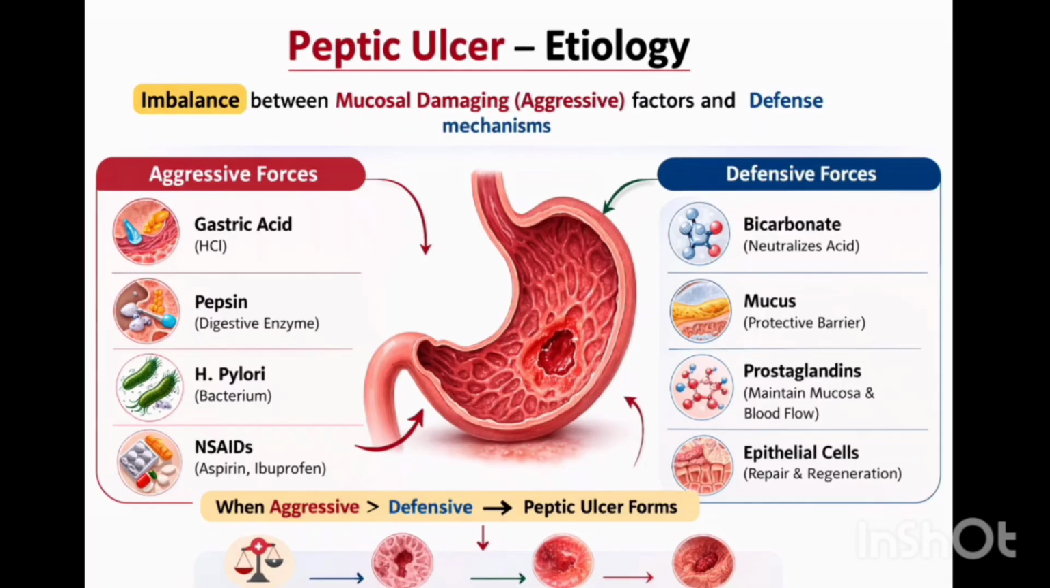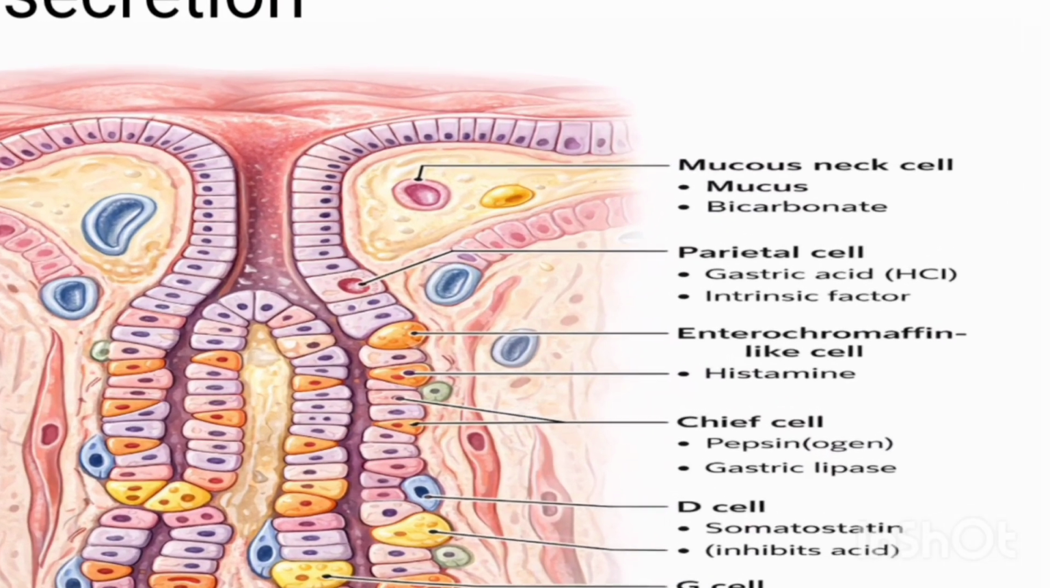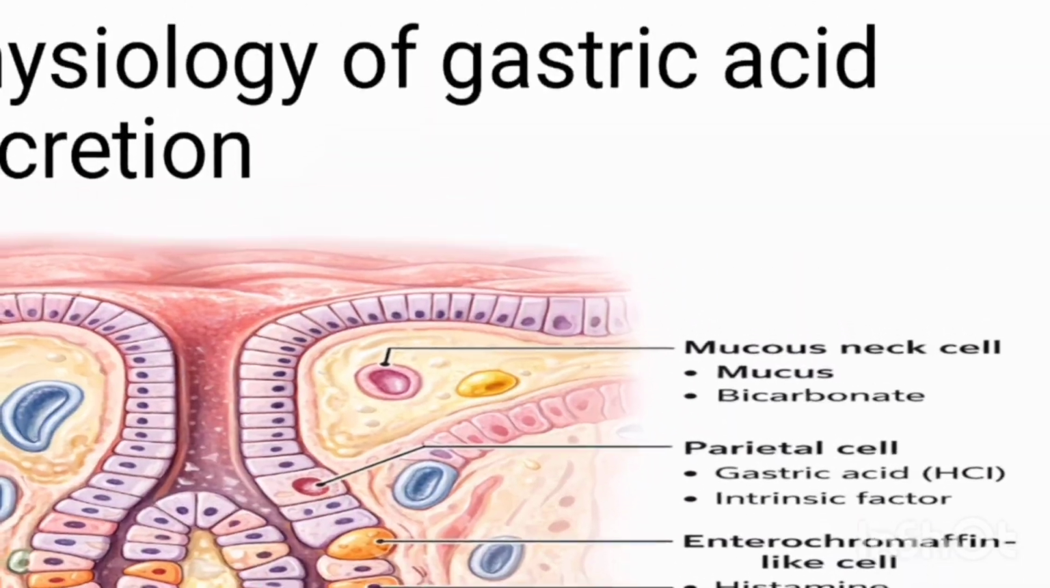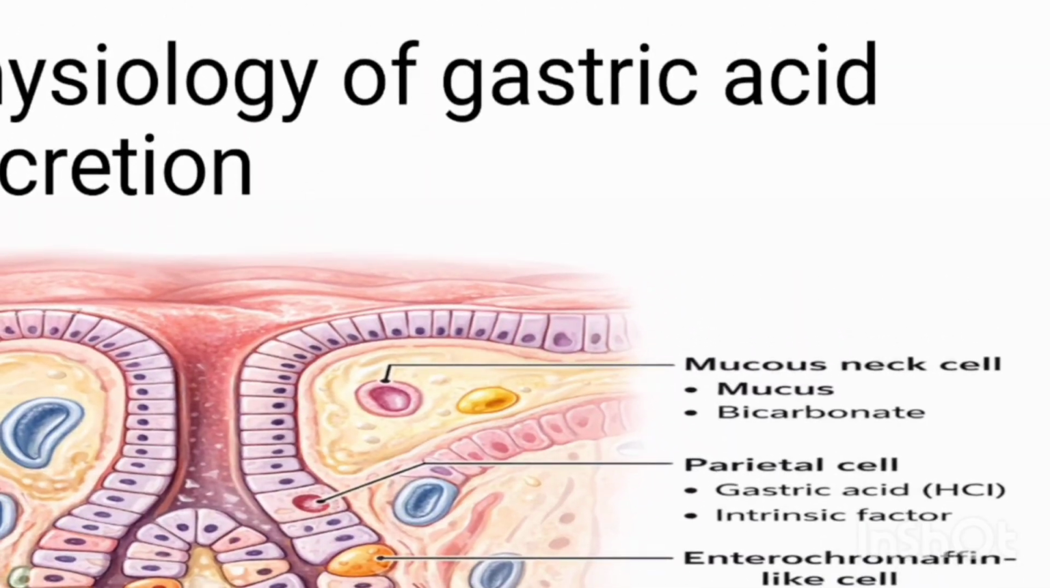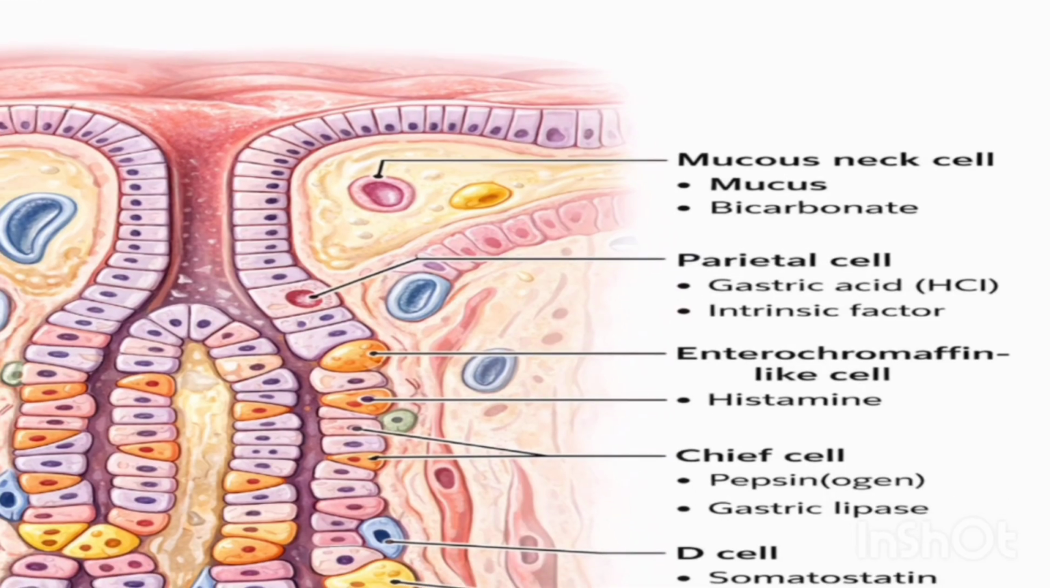Now we know the causes for the peptic ulcer. Then we'll understand how the gastric acid is produced in the stomach. The stomach is composed of different layers, we all know: mucosa, submucosa, muscularis, and adventitia. Among these, the innermost layer, the mucosal layer, is composed of glandular epithelium, which is composed of several cells.